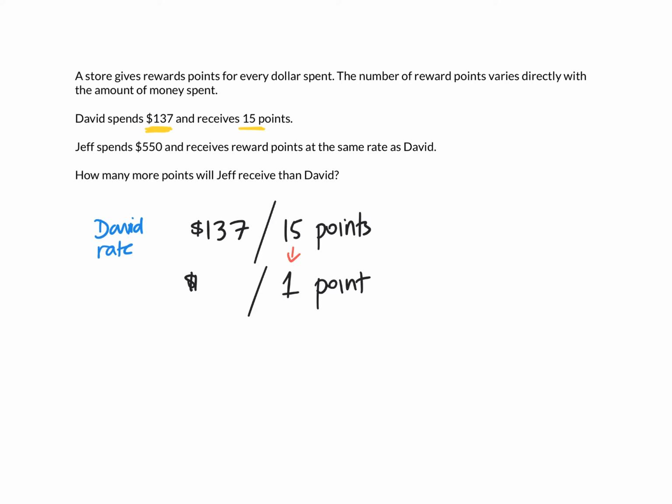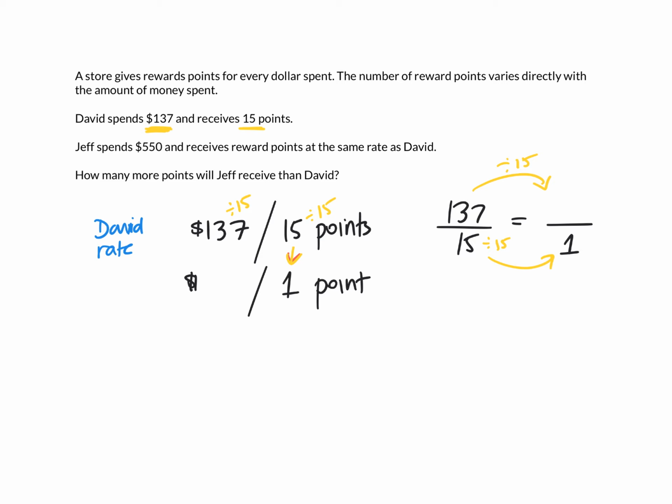So to reduce 15 to 1, we would divide it by itself. 15 divided by 15 is 1. So I have to divide this by 15. I have to do the same thing, right? We're doing 137 over 15. I want to know what that is equal to over 1. So just to show you here, we're dividing by 15.